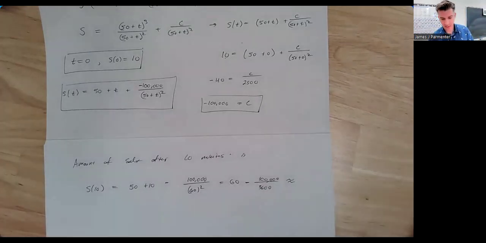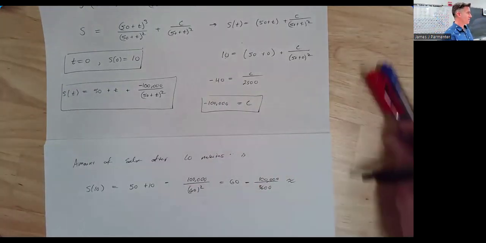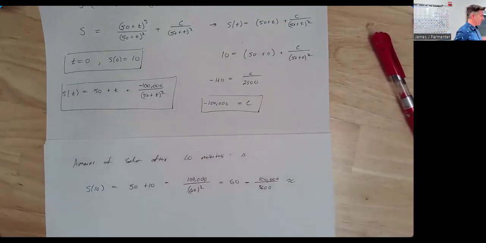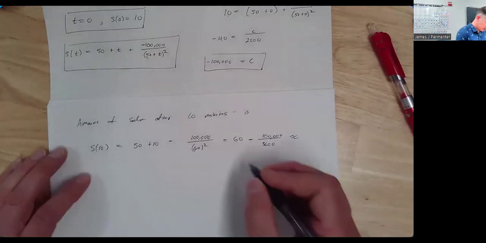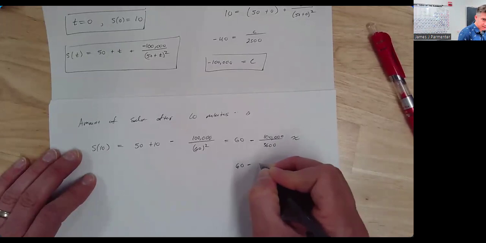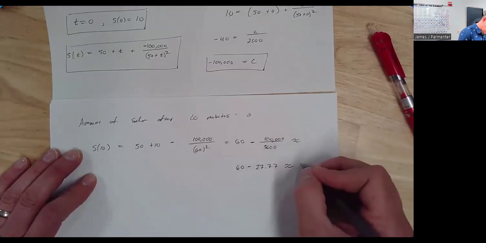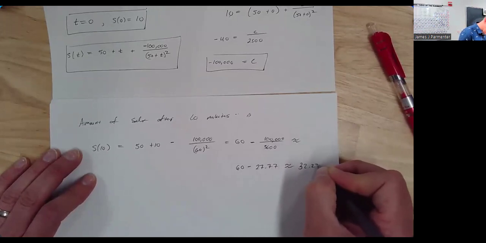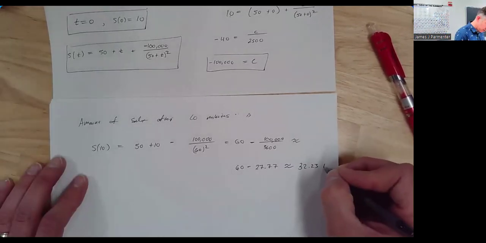I guess we could calculate it. Normally I don't think it's super important to get a decimal approximation, but when you're talking about physical situations like this, where you might actually like to know what the answer sensibly meant, if we actually do this and get 100,000 divided by 36, why am I doing that? It's 1,000 divided by 36, which should be close to 30. It's 27.77. So this is going to approximately equal 60 minus 27.77, which is approximately 32.23. So the amount of salt after 10 minutes is about 32 pounds.